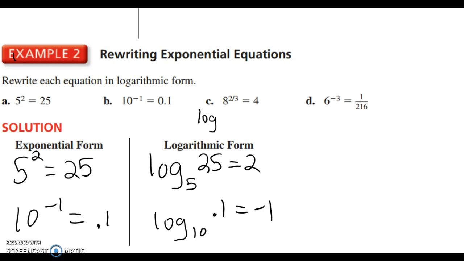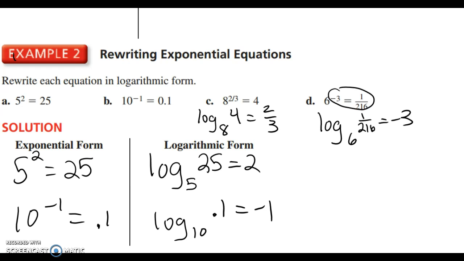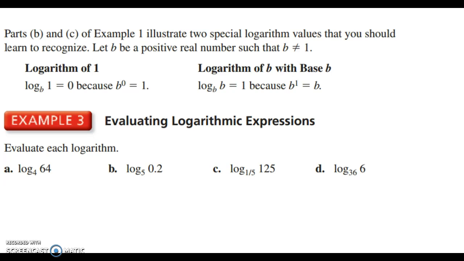So for c, log base 8 of 4 equals 2/3. d, log base 6 of 1 over 216 equals -3. Again, notice these two switch. The 6 stays, just drop it down. Notice log base b of 1 will always equal 0 because anything to the 0 power is 1. Also, log base b of itself b will equal 1 because notice b to the first equals b, or itself.